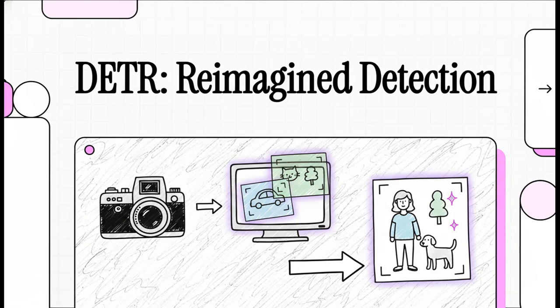All right, let's talk about object detection. For years, teaching a computer to spot things in a picture was, well, it was a real headache. A super complex, multi-step process, basically full of guesswork. But what if a model could just look at a picture and, bam, spit out a clean, final list of every single object, all at once? That's the game-changing idea behind DETR, which stands for Detection Transformer.